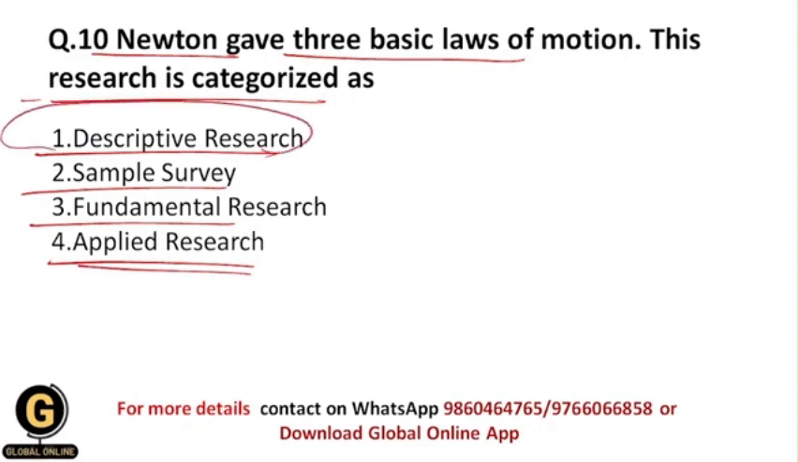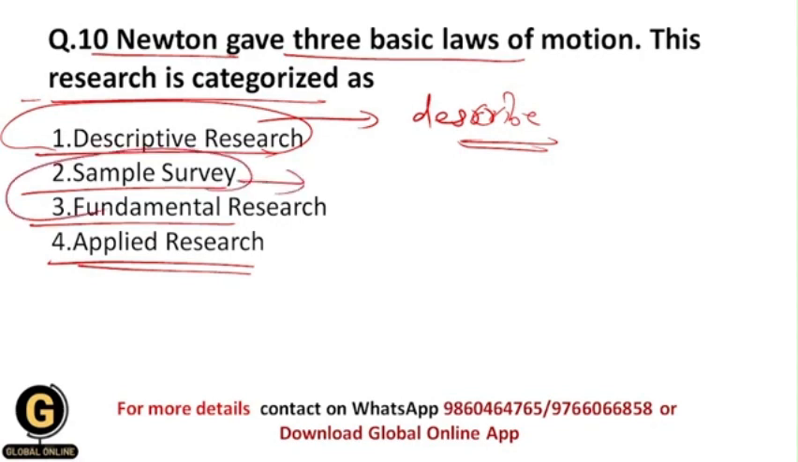Descriptive research is a type of research in which we describe the characteristics. We describe any kind of situation, incidence or fact by using this kind of research. And what is a sample survey? A sample survey is nothing but you are doing a survey. You are giving questions to your respondents, and your respondents give answers to your questions. So these are sample surveys.